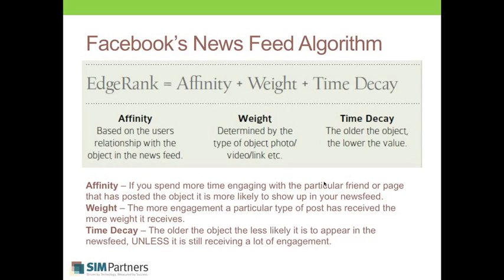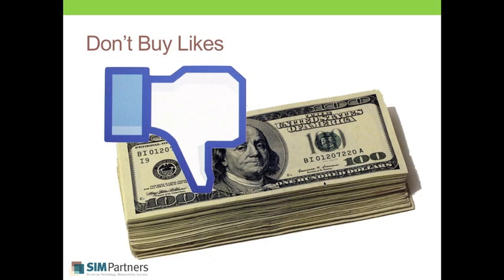So it's kind of important, when you're thinking about your content strategy, to consider how that's going to affect your overall algorithm when it comes to things showing up in the newsfeed. I mentioned this: don't buy likes from shady companies. It seems really obvious, but you'll see it all the time.